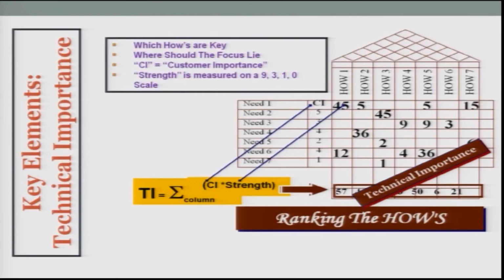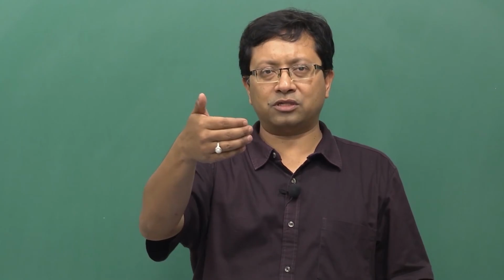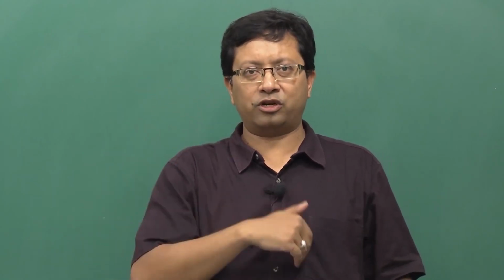So, the total level of technical importance, or TI, you will find out as the sum obtained by multiplying the level of customer importance with the strength, and summing them up along the column. So, once you find out the column sums, you are able to find out the technical importance of each and every such combination of need and how, such that you can place them in a ranking order, where you can lay more emphasis on the TIs which are of high level of importance from the customer point of view with respect to your design and manufacturing attributes.